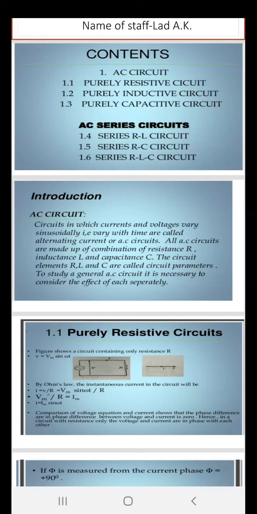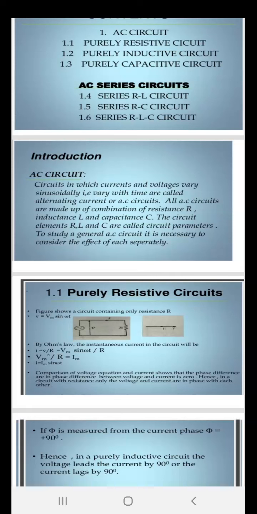Comparison of the voltage equation and current equation shows that the phase difference between voltage and current is 0. So we understand that the phase difference between voltage and current is equal to 0. You must understand that the phase difference between voltage and current is equal to 0.